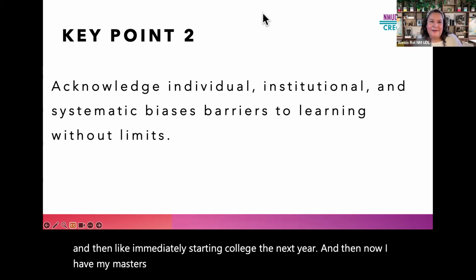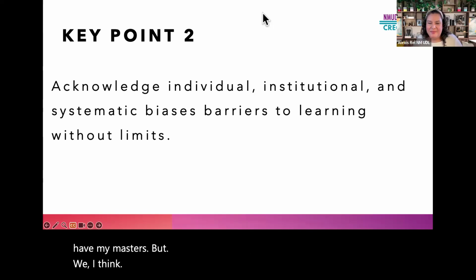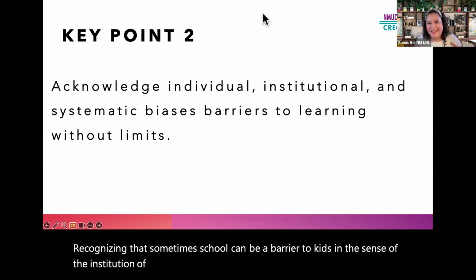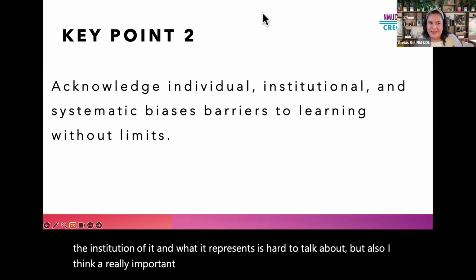But I think recognizing that sometimes school can be a barrier to kids, in the sense of the institution of it and what it represents, is hard to talk about, but also a really important thing to focus on as we shift to that kind of conversation.